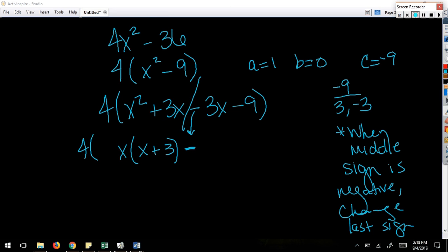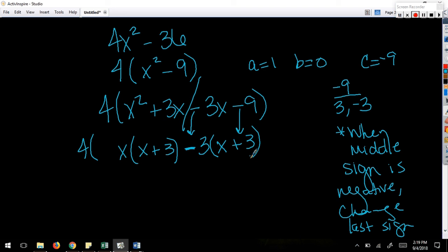So here, when I look for the GCF, what's the GCF of 3x and 9? 3. Because that middle sign is a negative, what's left in the first one? X. I'm going to change this sign to plus. And then it leaves me with the 3. So when that middle sign is negative, only when it's negative it changes that last sign. Because that negative would have to distribute through and change the sign.